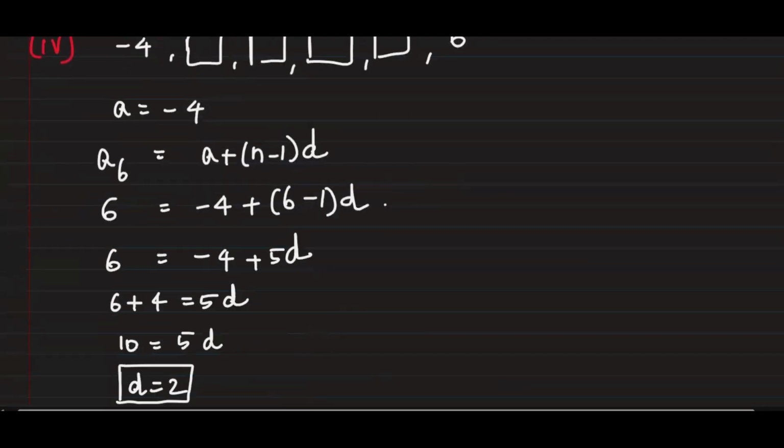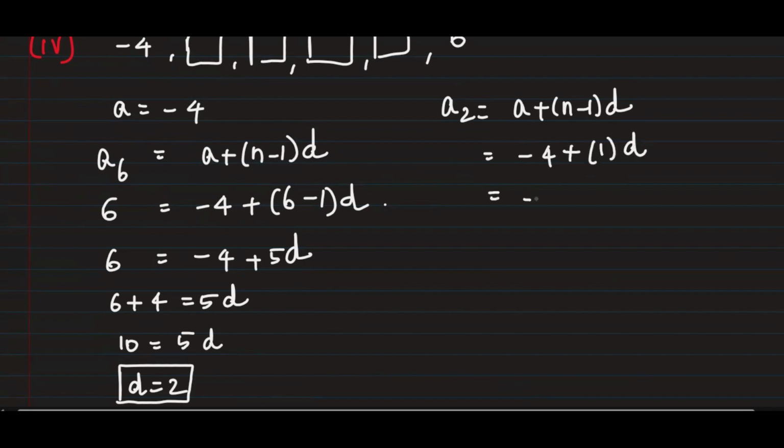Okay, now we need to find the second term. So second term is equal to A2 basically. So A2 is equal to A plus n minus 1 into D. A is equal to negative 4 plus 2 minus 1 become 1 into D. So minus 4 plus value of D is 2. So 2 into 1 become 2. So A2 value was actually 0.